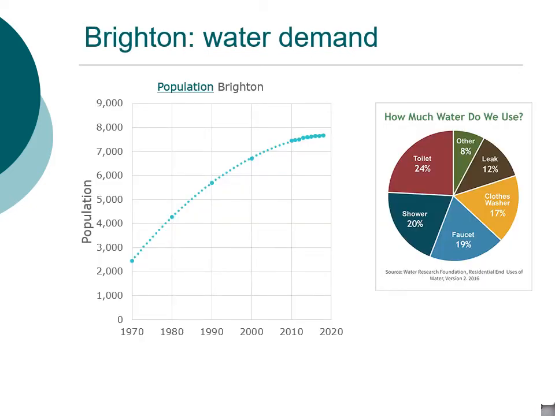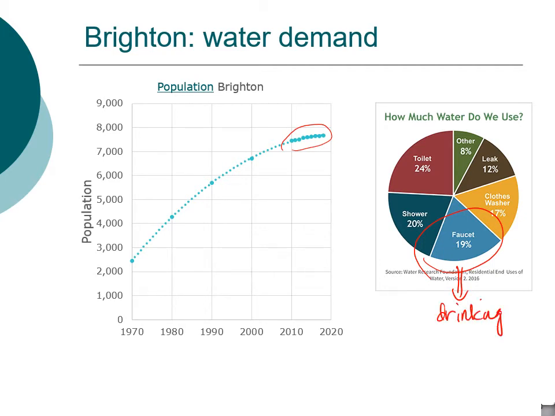So looking at Brighton and water demand, you can see here that the population in Brighton was increasing significantly to about 2010, and then it has been relatively stable since then. Part of that is because there's been significant development. There isn't much more land to develop. You can also see that typically only about 20% of the water that we produce and distribute is used for drinking.